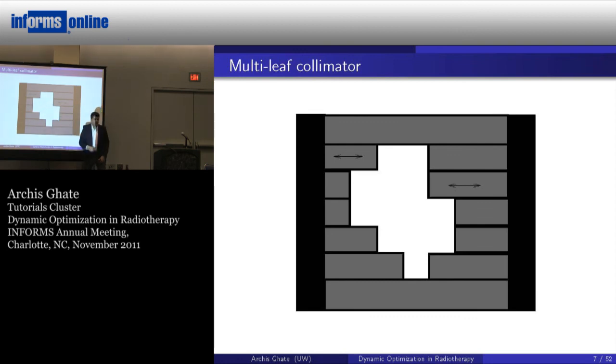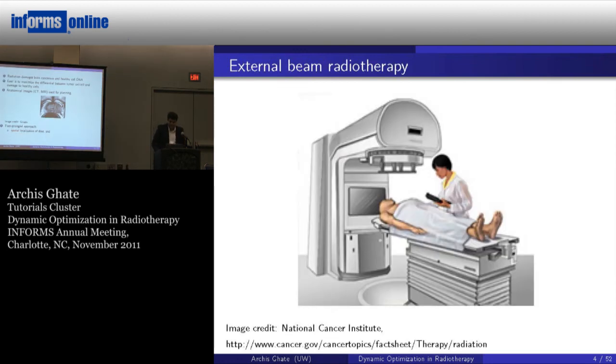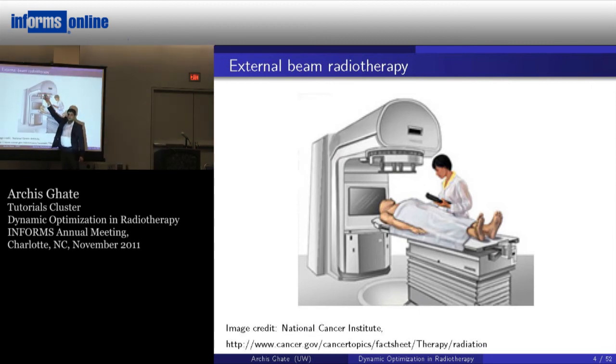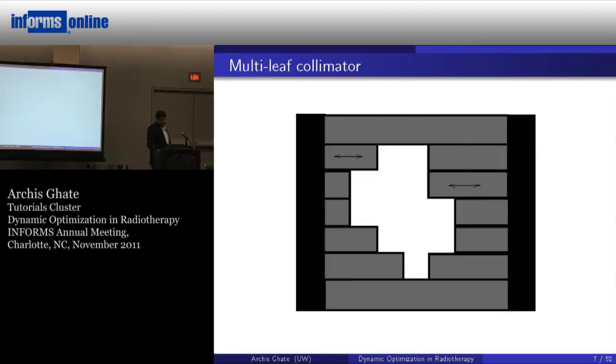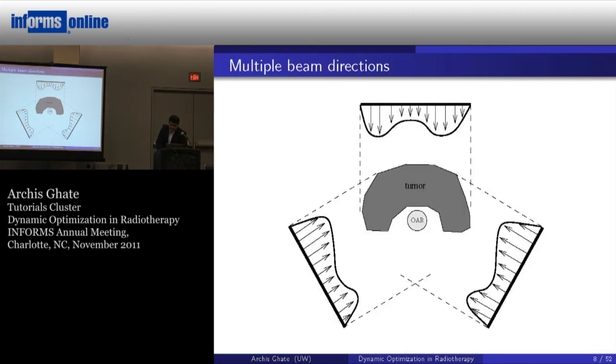So this is an opening in my machine, in my gantry. If I go back, this is going to be somewhere over here, right? And radiation is going to come from the top. The idea is that these leaves are going to move such that you shape the beam appropriately, so the radiation that you give conforms to the shape of the tumor. That can be done using this collimator, for instance. So that's the basic technology in IMRT.